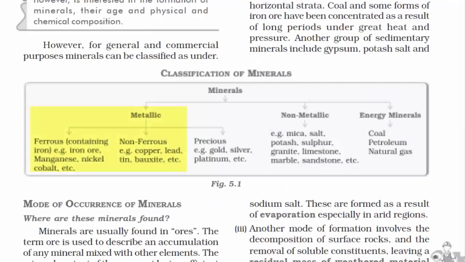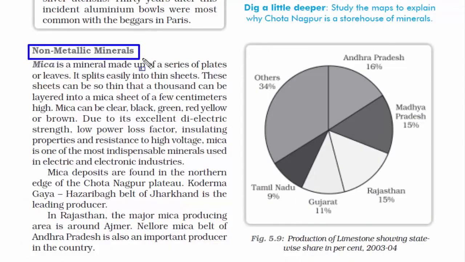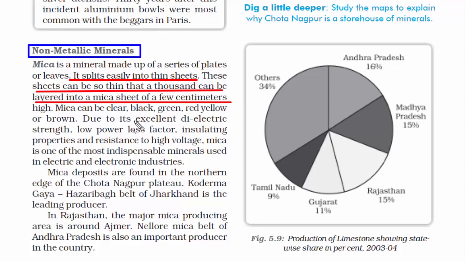So far we have read about metallic minerals. Now it's time to read about non-metallic minerals. The first non-metallic mineral that we will read about is mica. It splits easily into thin sheets. These sheets can be so thin that 1,000 can be layered into a mica sheet of a few centimeters high. The color of mica ranges from black, green, red, yellow or brown.